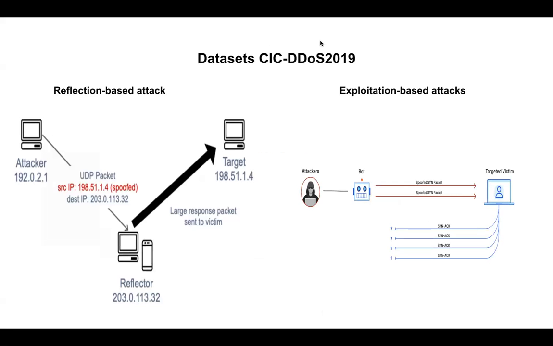Okay, the dataset covers two main branches of DDoS attack: reflection-based attack and exploitation-based attack. In the reflection-based attack, one attacker sends a packet, and then the reflector sends thousands or millions of packets to the target machine. In the exploitation-based attack, an attacker uses bots to send a lot of SYN packets to the target victim.